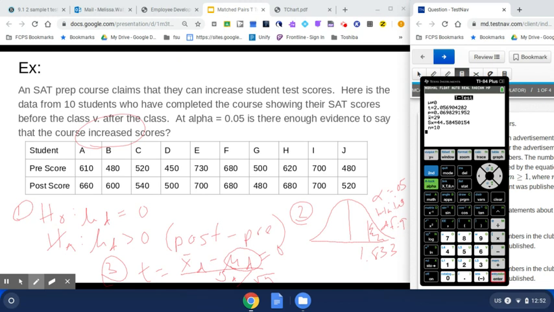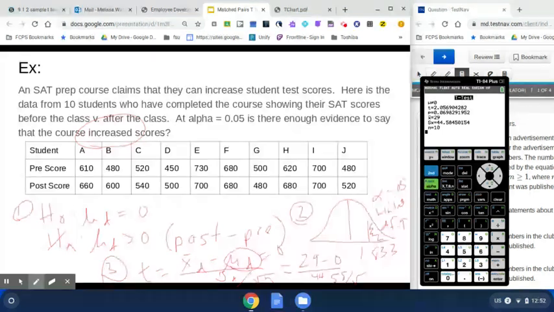So if I were to substitute values into this formula for step number 3, my average difference was 29 minus the null hypothesis says that mu sub d is equal to 0. So 29 minus 0 over the standard deviation, which is 44.58, divided by the square root of the sample size, which is 10. That is going to give me that t-test statistic of 2.06.